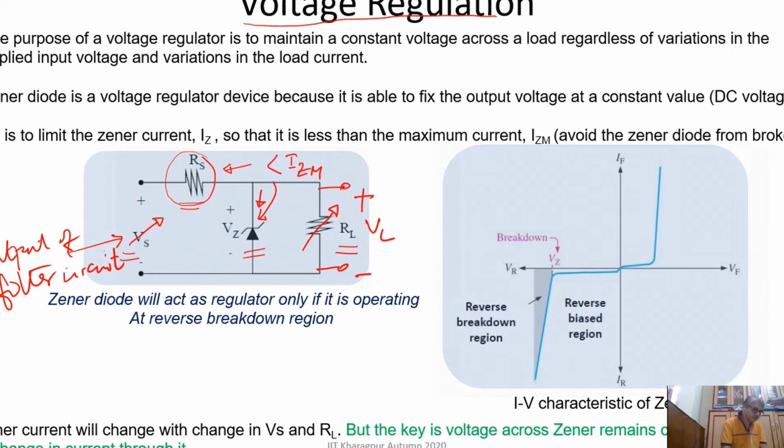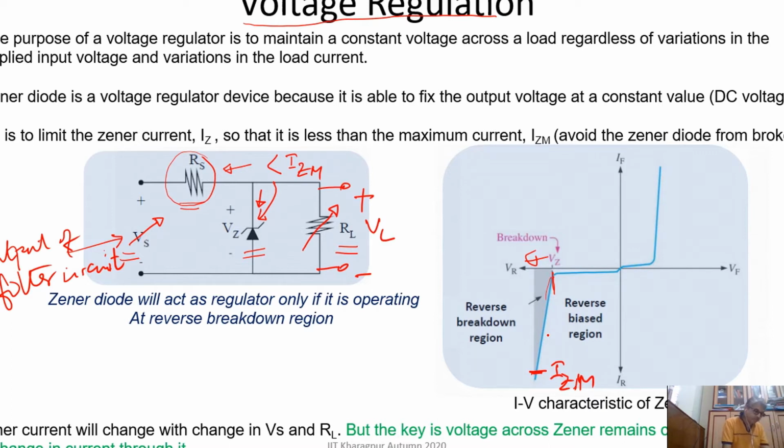When I am using the voltage regulator, we have to make sure this Zener is within this breakdown region, and also we have to make sure that the maximum current, say this is IZM, the current that can flow through the Zener should be less than IZM. So two things: one is it should be in the breakdown region, and also the current through the Zener should be less than the rated value.